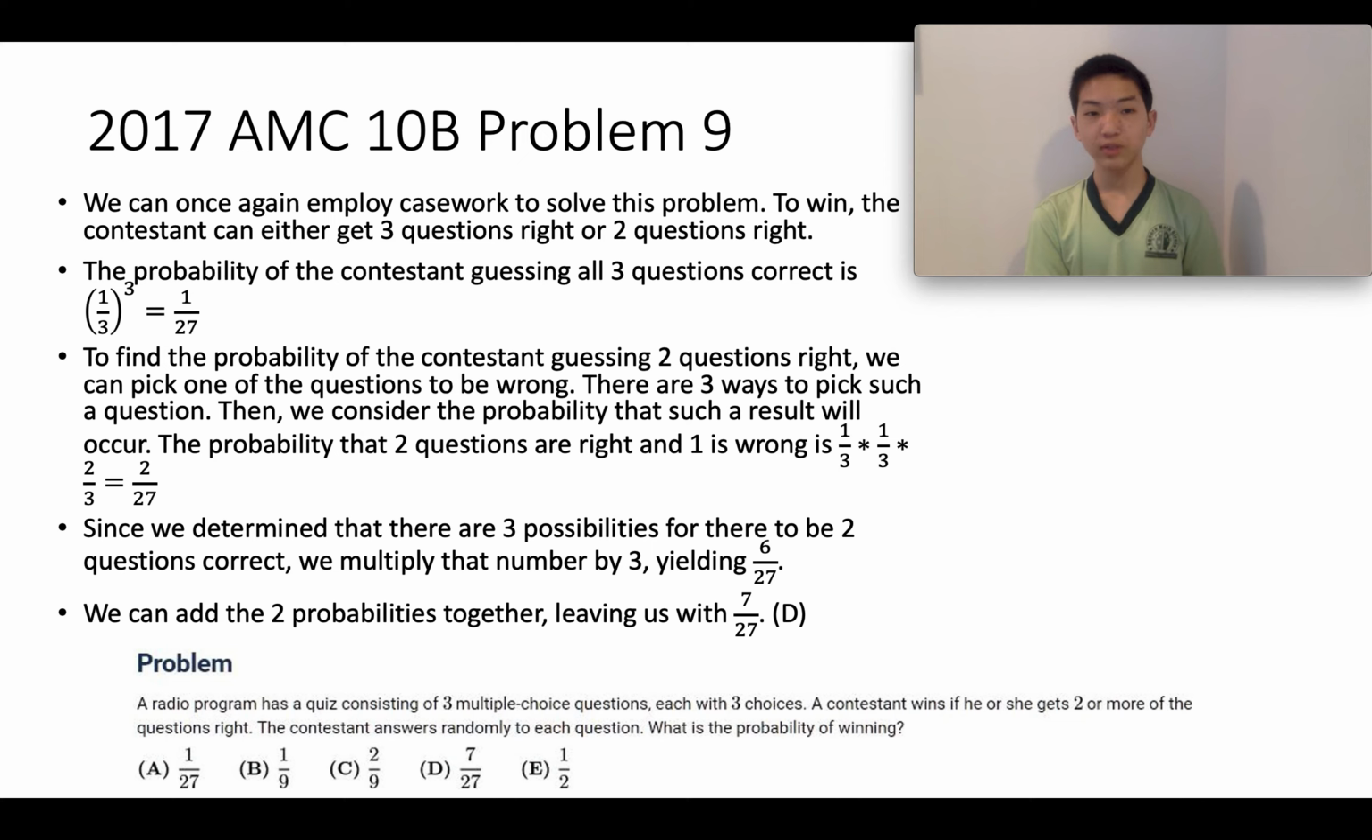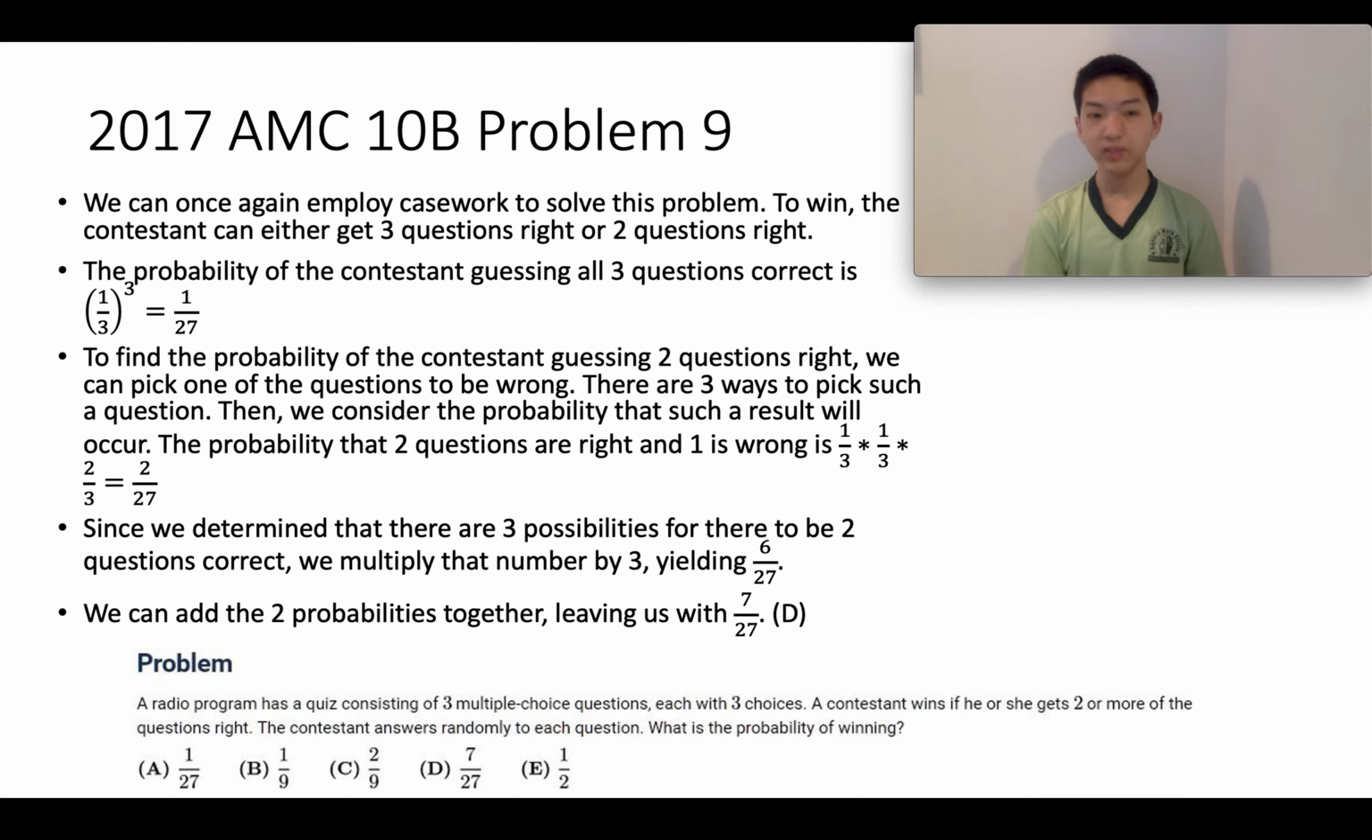To find the probability of the contestant getting 2 questions right, we can pick one of the questions to be wrong. The reason this works is because in order for him to get 2 questions right, and only 2 questions right, it means that he also gets one of the questions wrong. And it's simpler to figure out how to deal with one question rather than 2. So there are 3 ways to pick such a question to get wrong.